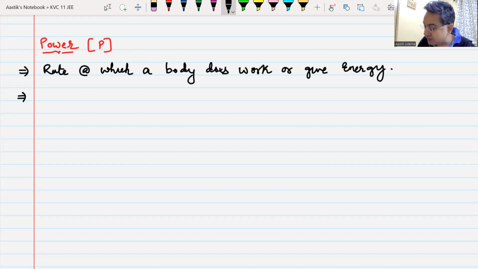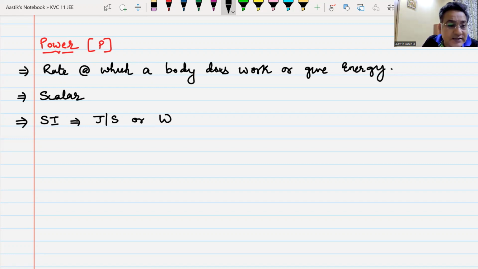What type of quantity is power? Do we know this? Yes or no? It is a scalar quantity. What is the SI unit? Joule per second. This is also known as watt, W. Do we remember this? Do we understand this? Yes, sir.